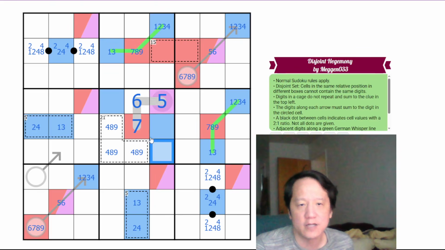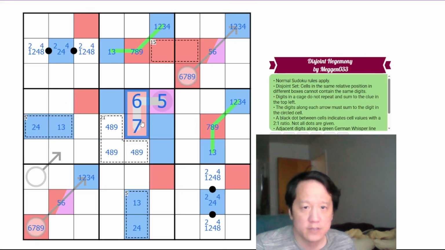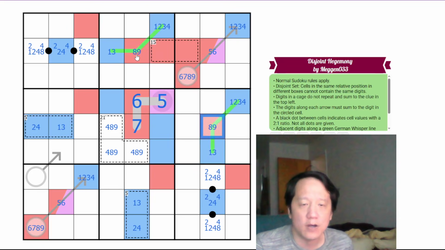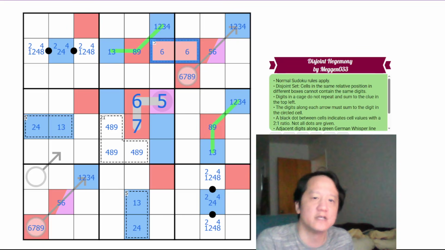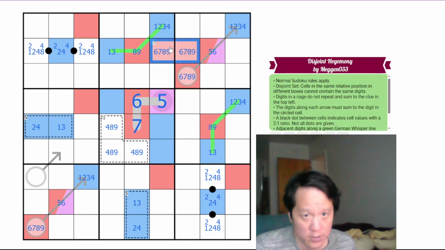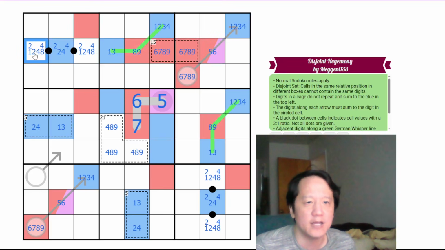Therefore, this is a high digit. This is 5, so these cannot be 5 anymore in the upper right-hand corner. 7 eliminates 7 from the rest of the central cells. So this must be 6, 9, or 7, 8 here. That means we have a guaranteed 8, 9 here. We have a guaranteed 8 or 9 here to add up to 15, which eliminates 8 and 9 in the rest of the row. So this cannot be 8 here.